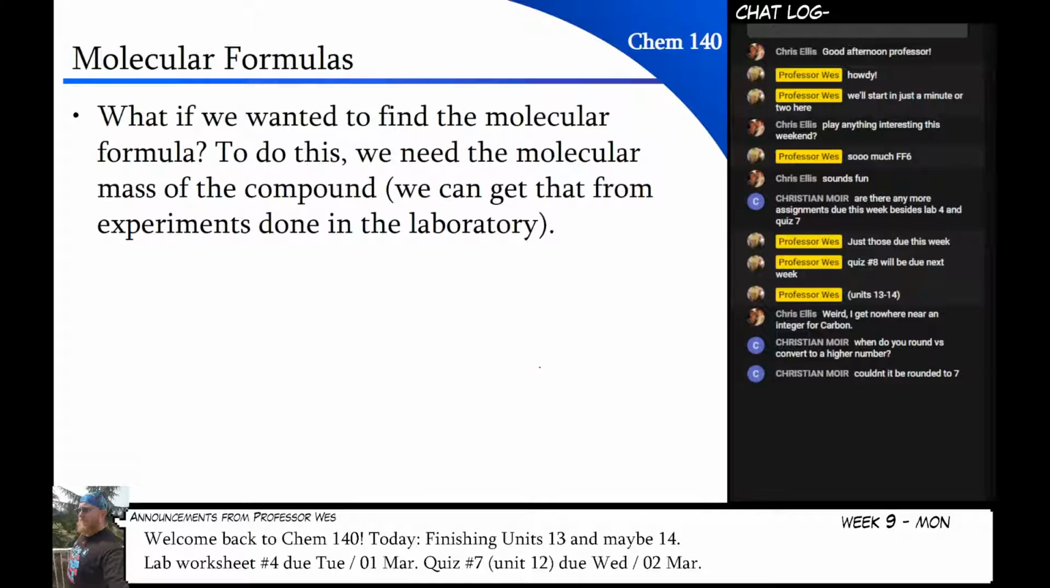Now, once you have done the empirical formula of a compound, you are not 100% certain that that's actually what you're looking at. With the ibuprofen case, it turned out that the empirical formula is also its molecular formula. But not in all cases will that be true. So what if you want to find the molecular formula? You need the molar mass of that. We can do that using mass spectroscopy.